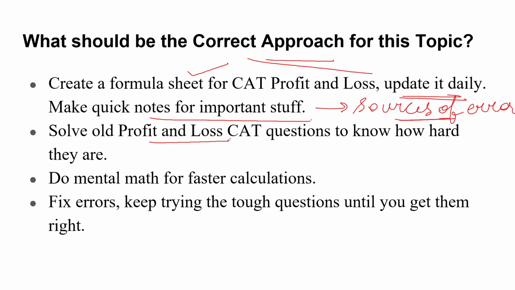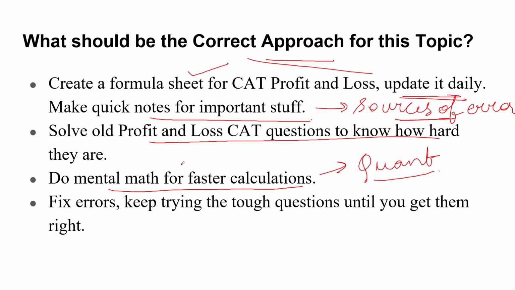Also, solve old profit and loss CAT questions to know how hard they are in the exam. Then do mental math for faster calculation. This is valid for any topic of quant or in general. Also, you should practice mental math more for faster calculation. Keep on trying tough questions until you get them right. So do not get demotivated.